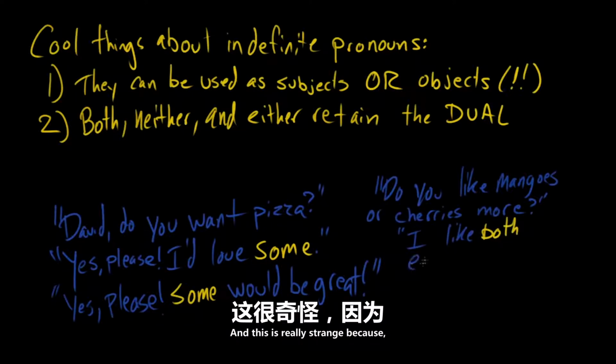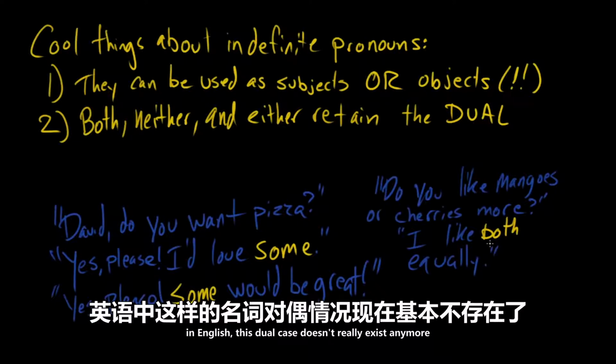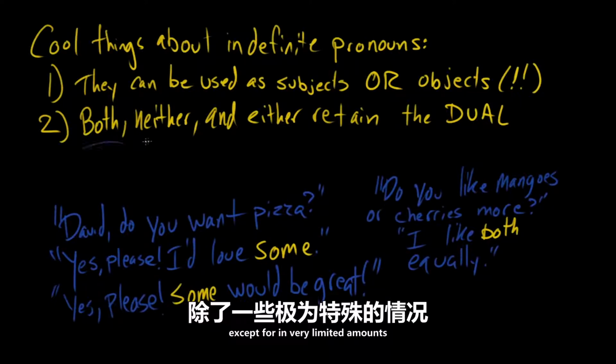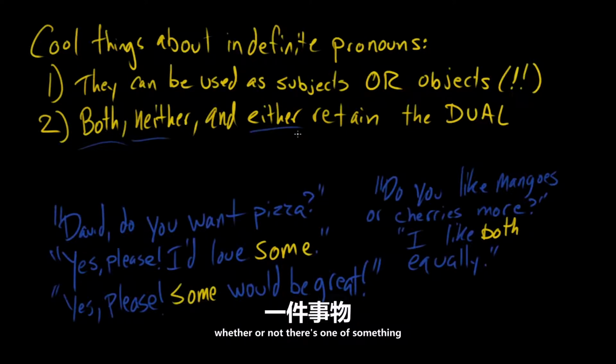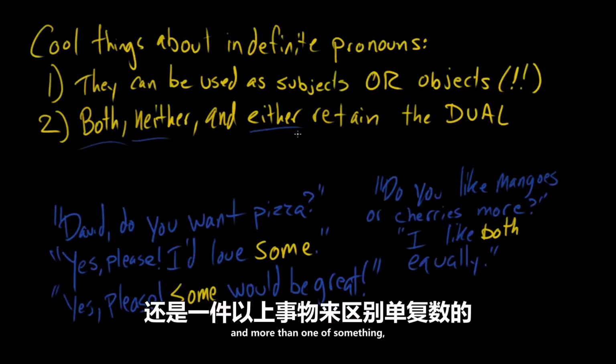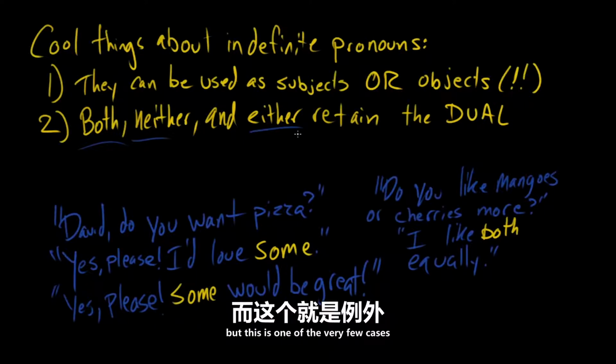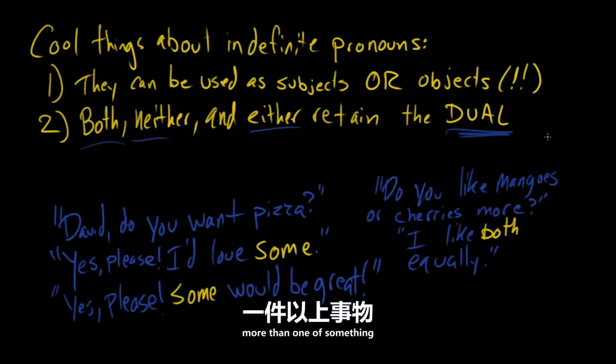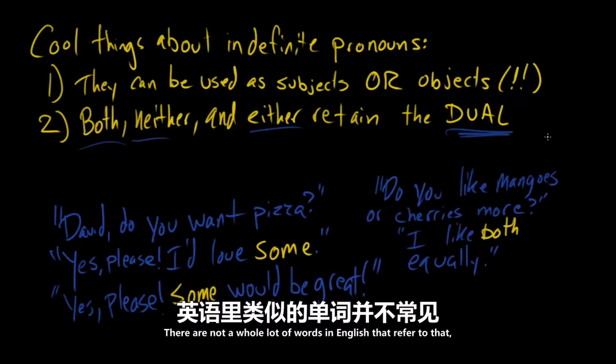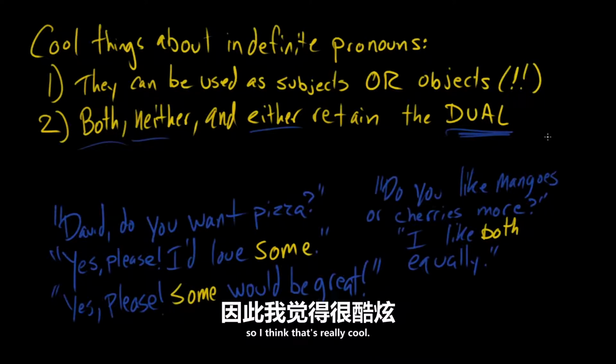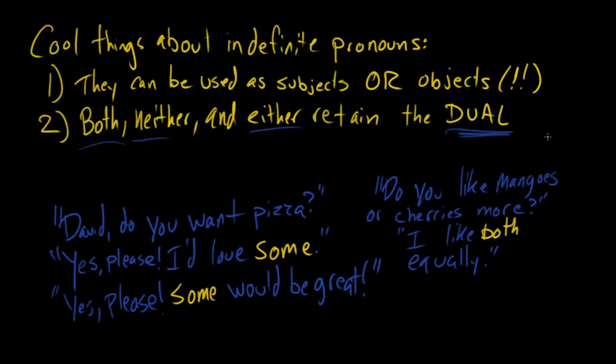And this is really strange because in English, this dual case doesn't really exist anymore, except for in very limited amounts. Because English distinguishes between whether or not there's one of something and more than one of something. But this is one of the very few cases where we ever distinguish between more than one of something and specifically two of something. There are not a whole lot of words in English that refer to that. So I think that's really cool.